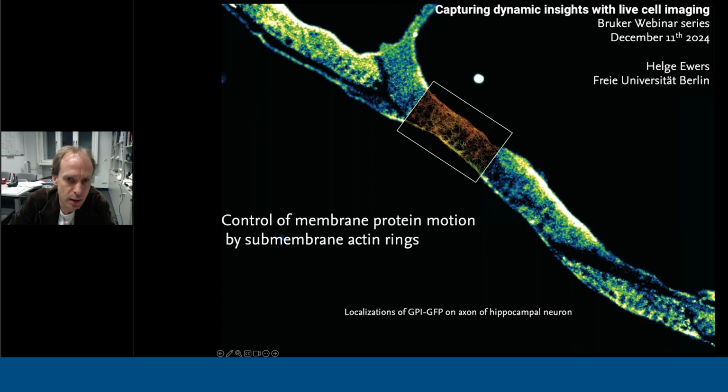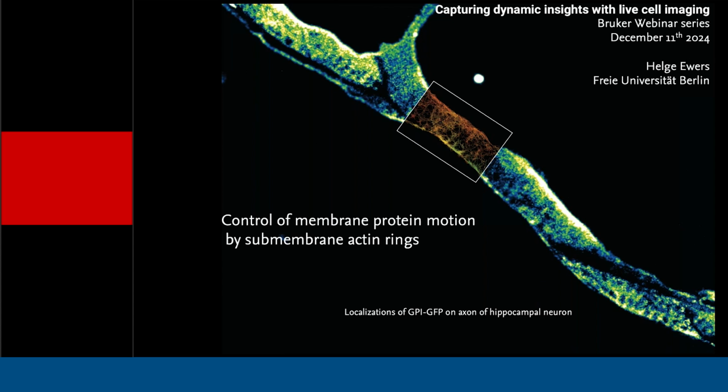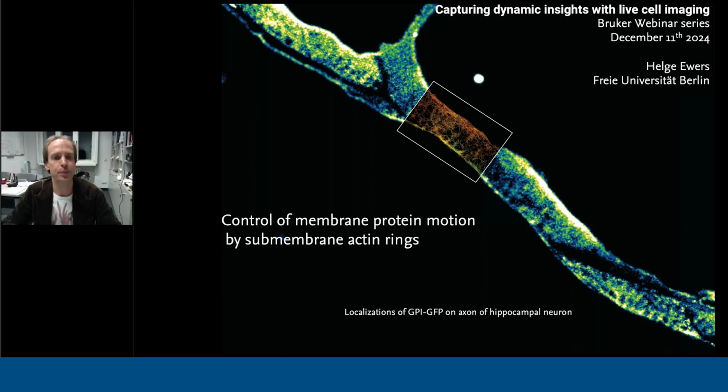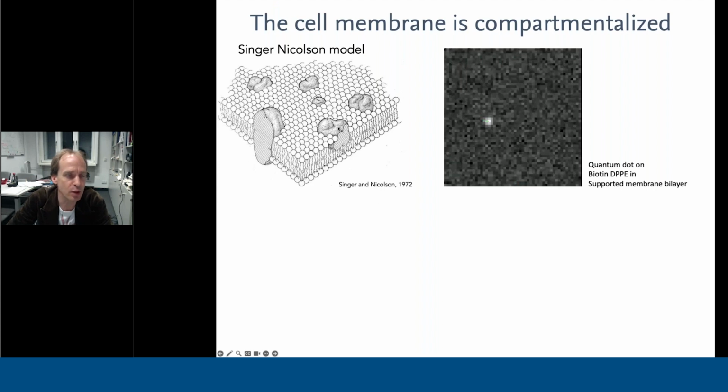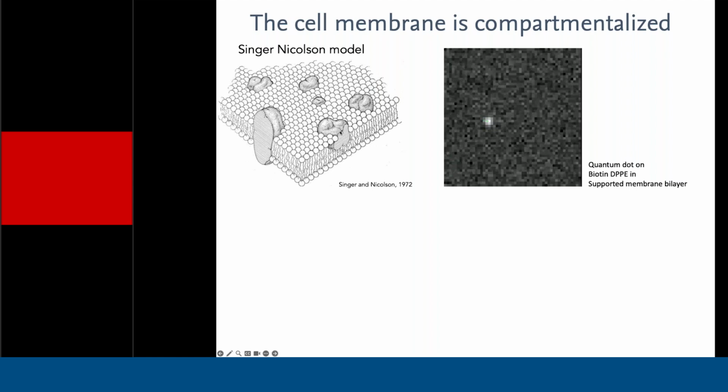And in the middle, there's a little bit cut out where you can see individual trajectories. And here also you can appreciate that there is like a periodic arrangement of these trajectories. And we believe that this is because the plasma membrane here is compartmentalized by submembrane actin cytoskeleton. Now, this is a little bit contradictory to our general model of how we understand the plasma membrane.